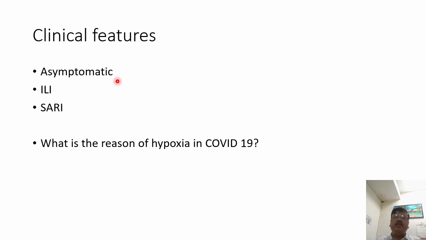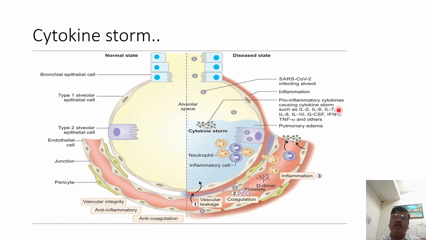What are the clinical features? The majority of infections are asymptomatic. Some people present with influenza-like illness, and a few suffer from severe acute respiratory syndrome. What is the reason for hypoxia? It is because of a cytokine storm. SARS-CoV-2 infects the alveoli, leading to inflammation and release of pro-inflammatory cytokines causing a cytokine storm, such as interleukin 2, 6, 7, 8, 10, G-CSF, interferon gamma, tumor necrosis factor alpha, and others. So there is pulmonary edema.